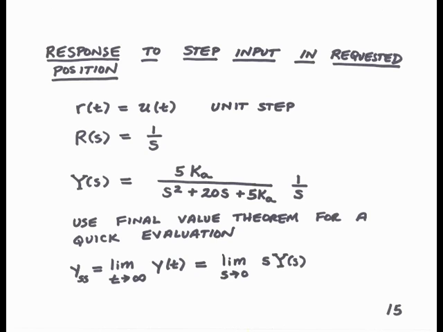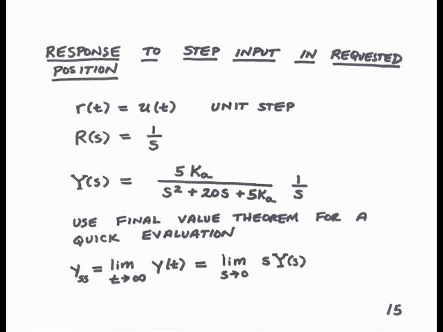Now let's look at the behavior of the closed-loop system, and what we'll look at is the response to a step input in the requested position. This is basically like asking the disk drive to move over one track. So, if r(t) is a unit step, then R(s) is 1 over s. And plugging this in, we'll find Y(s) is the closed-loop transfer function 5Ka over s squared plus 20s plus 5Ka times 1 over s.